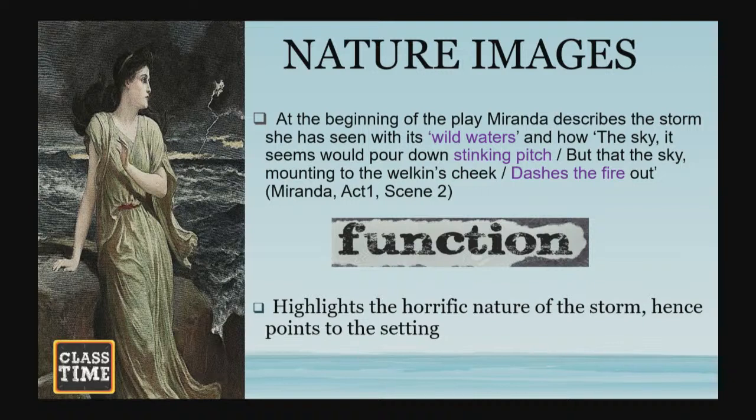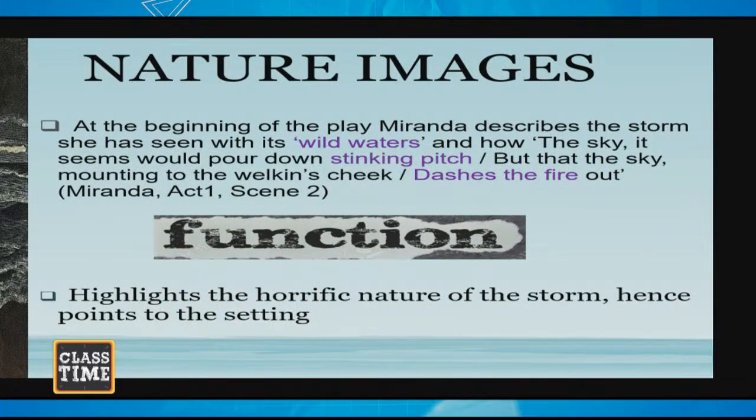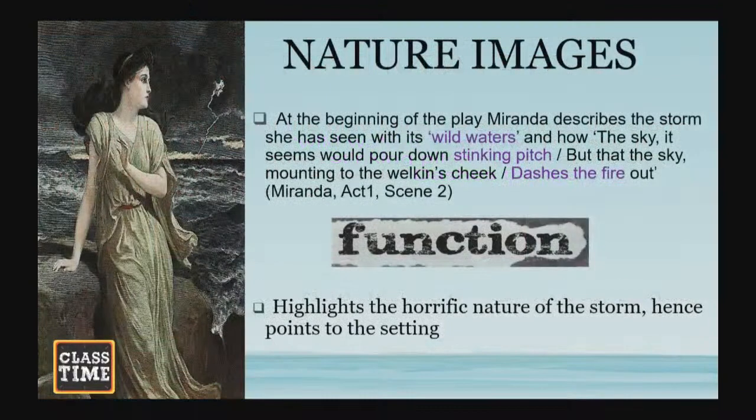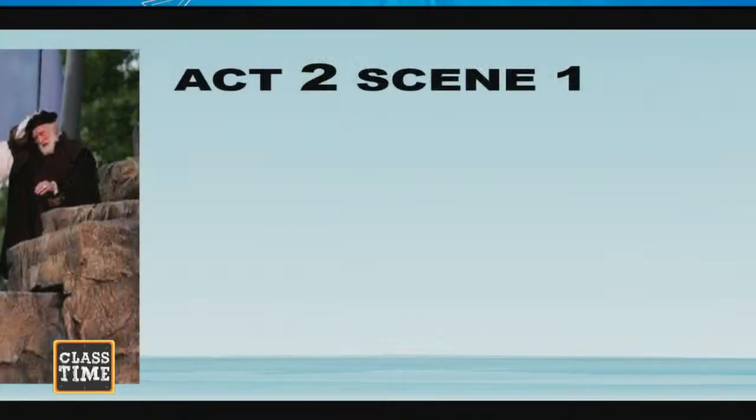The setting. Very good. So at the get-go, Shakespeare creates a setting that is horrifying. It is a tumultuous storm. And remember, that's where we get the whole idea of the tempest from. This storm that was created so that Prospero can use it to exact his revenge and hopefully get his dukedom back. So it highlights the horrific nature of the storm, hence points to the setting.